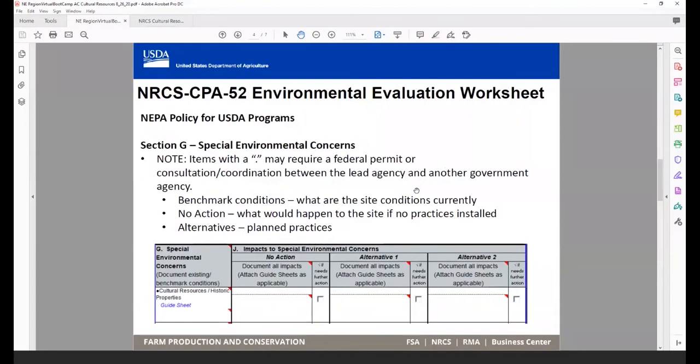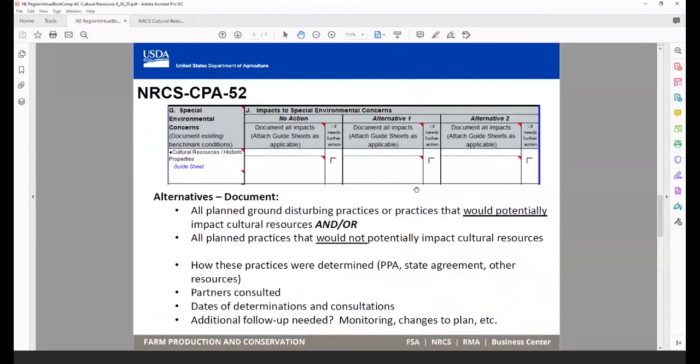So just looking at the CPA 52 section, there's the benchmark conditions, which are what the site conditions are currently. So you document what the site conditions are for where we're planning practices. And then as you're going over into J, there's no action. So what would happen to the site if there were no practices installed? And then alternatives like 1 or 2 is where you would identify the planned practices. So as far as documenting the planned practices, you'd be documenting all the planned ground disturbing practices or practices that would potentially impact cultural resources, as well as any practices that would not potentially impact cultural resources.